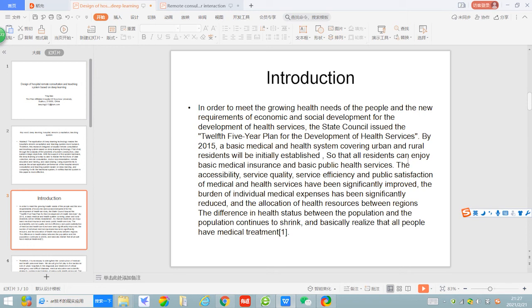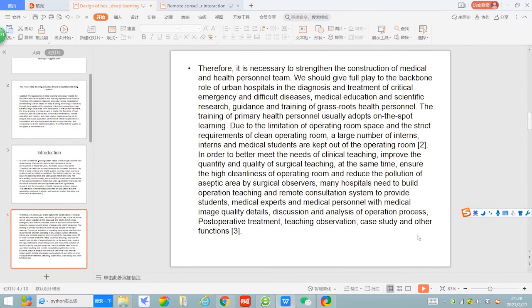The accessibility, service quality, service efficiency, and the public satisfaction of medical and health services have been significantly improved. The burden of individual medical expenses has been significantly reduced, and the allocation of health resources between regions improves, the difference in health status between the population continues to shrink, and basically realize that all people have medical treatment. Therefore, it is necessary to strengthen the construction of medical and health personnel team.